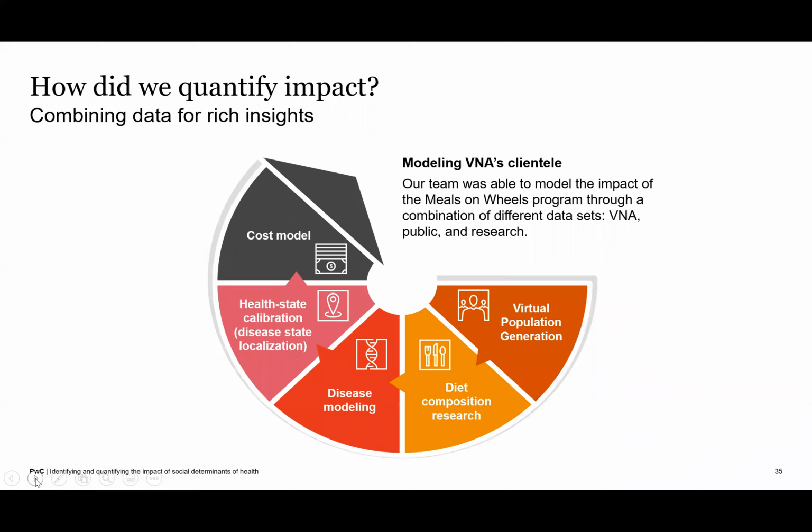In this particular project with VNA, we created a virtual population. We created multiple digital twins that match the demographics of VNA's clientele. We used data from VNA and from Dallas, Texas, to create this population. Now that we have this virtual population, we did extensive research on what these people eat with and without Meals on Wheels. We had the composition of the meals that VNA delivers, and we also did other research to see what these people eat if they didn't have food from VNA.